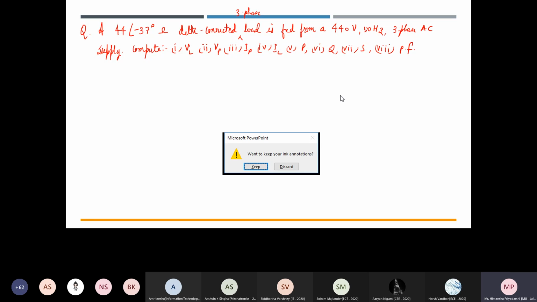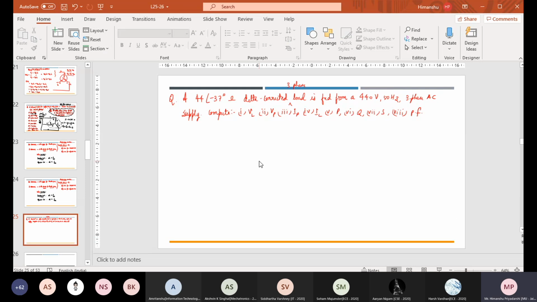Now, can somebody read the problem? That will ensure the readability of the problem for everyone. Can somebody read the problem once? Yes, please. A 44 angle minus 37 degree ohm delta connected three-phase load is fed from a 440 volt 50 hertz three-phase AC supply. Compute load voltage.